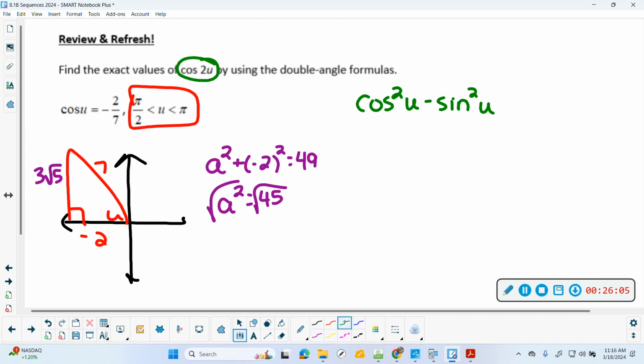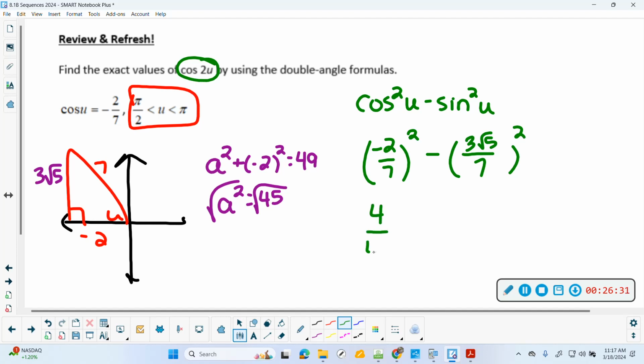Okay? Cos they gave me. I'm not even going to rethink it. And we're going to look over at that triangle and tell me what's the fraction for sine. Oh, 3 square roots of 5 over 7. And now we're just going to do the calculations. 2 negatives make a positive. 2 squared is 4. I'm going to square everything here. 3 squared. Square root and square cancel. 7 squared. We don't need a calculator. Final answer. Perfect.